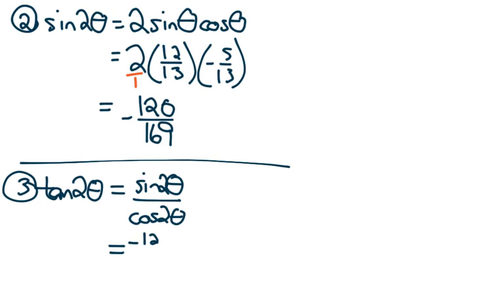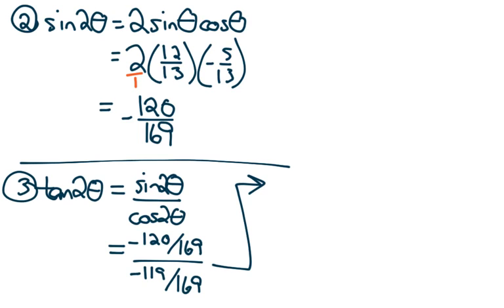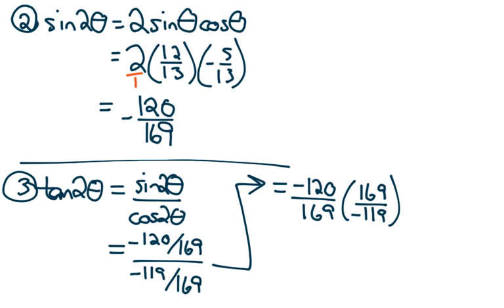So sine 2 theta was negative 120 over 169. Cosine 2 theta, negative 119 over 169. Since we're dividing with fractions, we'll flip and multiply. We've got 169's top and bottom that can cancel out. We've got negatives top and bottom that can cancel out. So tangent 2 theta, 120 over 119.